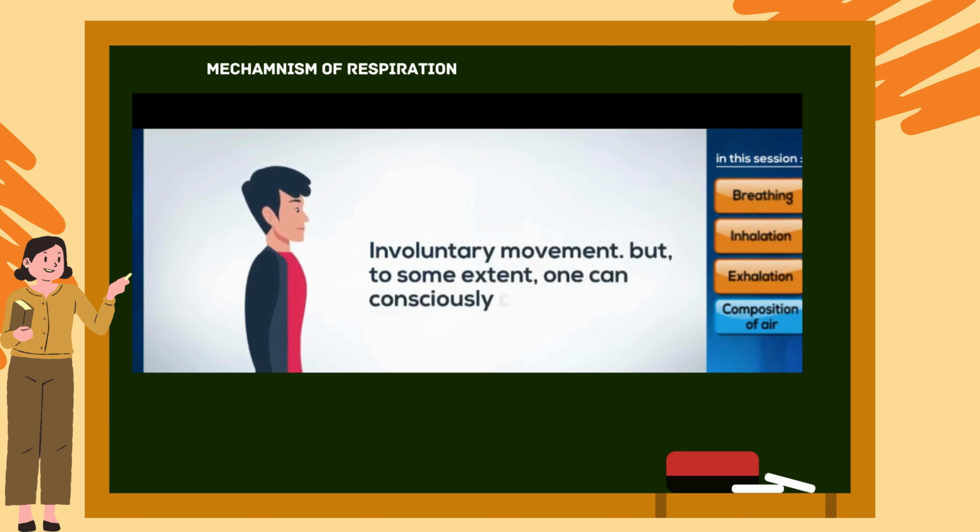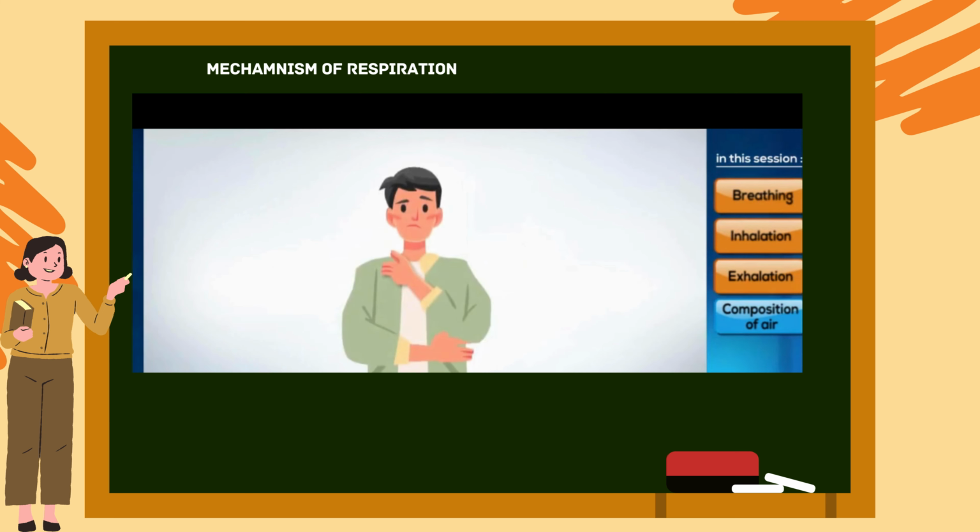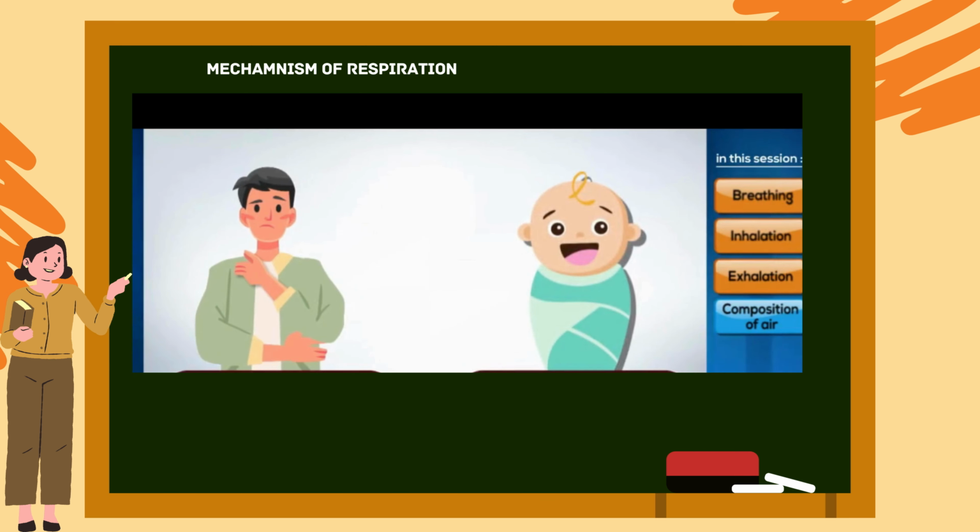But to some extent, one can consciously control the rate of breathing. Did you know that a normal human adult's breathing rate is 12 to 18 breaths per minute, but a newborn breathes 60 times per minute?